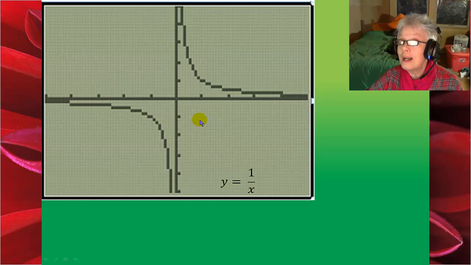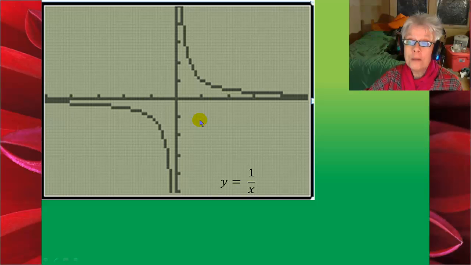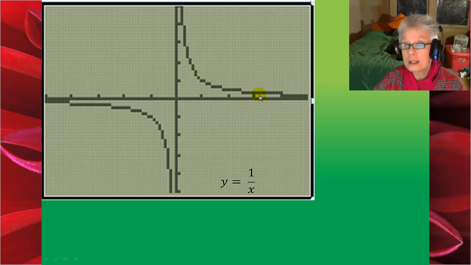This one, I know you've seen before, but it's so weird you want to forget it. This is the graph of y equals 1 over x, or f of x equals 1 over x. It has two parts. It has this part, and it has this part. And the two are not connected.